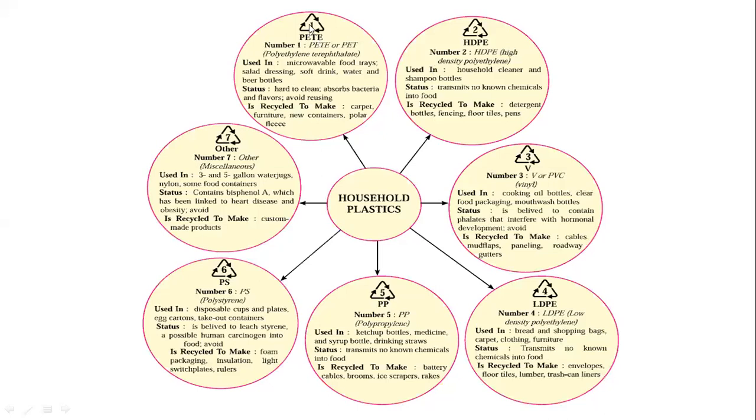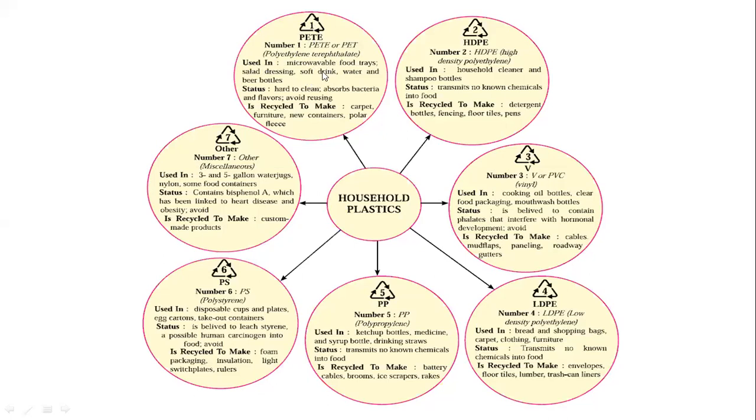So I will explain what these numbers mean. Number one indicates that if the number one is present in this circle, the plastic material is made up of PET. PET is a short form; the long form is polyethylene terephthalate. It is used in microwave food trays. This RIC code we will find on microwave food trays.